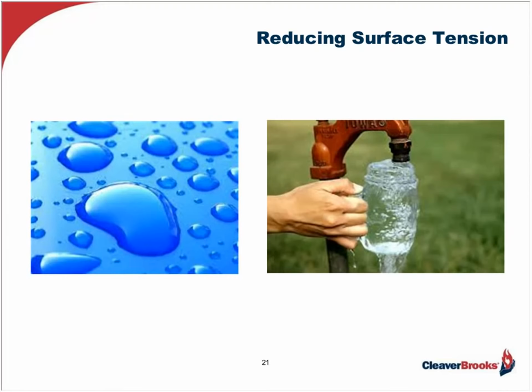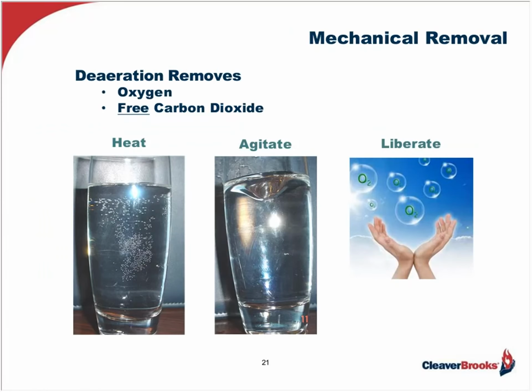It begins by reducing the surface tension through spraying or filming of the feed water. And then it heats, it agitates, and then liberates the corrosive gases back to the atmosphere, thereby avoiding their corrosive effects on the carbon steel that they come in contact with, be it the boiler or the connected piping system.